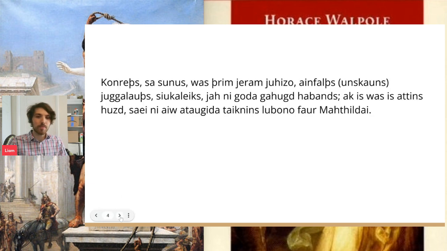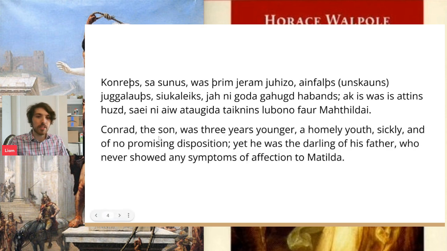We'll go to the next one. So let me read this real quick. Conrads Sasunus wastrim yeram yuchizo. Enfelths, or Unskauns, we'll talk about that in a second. Jugelauths Sukalix, Jani Gode, Gahugt Habans, Ak is was is Atens husd, Sai ni eu Atachitha, Technins Luveno Faur Mathilde. Right, and then we'll have the English up as well.